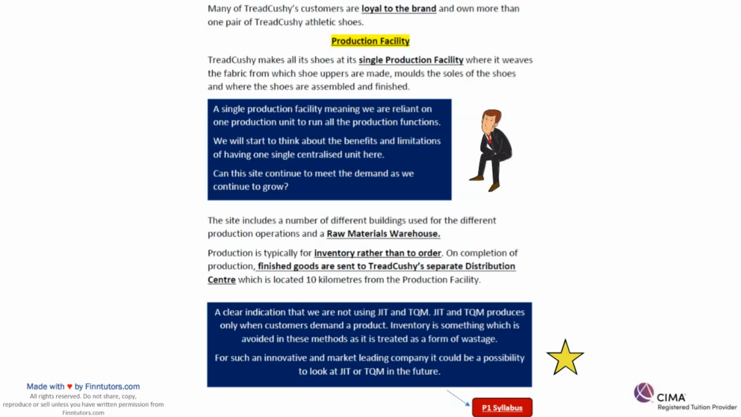So a realistic exam scenario again can be that we are now expanding our production, we are looking at a new factory site. So then topics such as IAS 16, property, plant and equipment, come into the picture of your F1 syllabus. Let's move on.